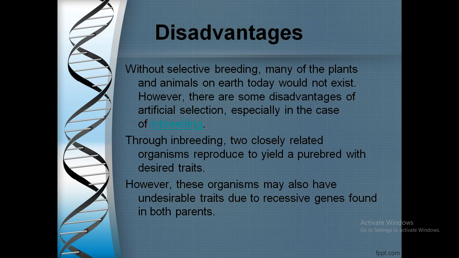Through inbreeding, two closely related organisms reproduce to yield a pure breed with desired traits. However, these organisms may also have undesirable traits due to recessive genes found in both parents. Recessive genes are those genes which can cause diseases, and if we breed those organisms by inbreeding, those recessive genes can be transferred to the offspring, so they can carry those diseases.